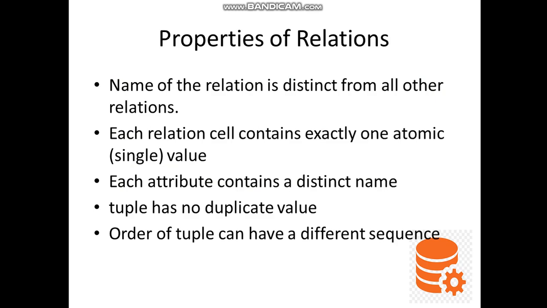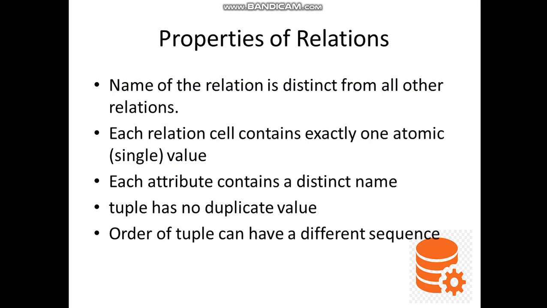Now properties of relation. Name of relation is distinct from all other relations. So it is not allowed that two relations or two tables can have similar name in one database. So all the tables have different names. Each relation cell contains exactly one atomic single value. So it is not allowed that one cell can contain two values. For example, if you want two phone numbers in one record, it is not allowed. You can put only one phone number. Correct? So that means two values are not allowed. Only one atomic single value can be present in one single cell.